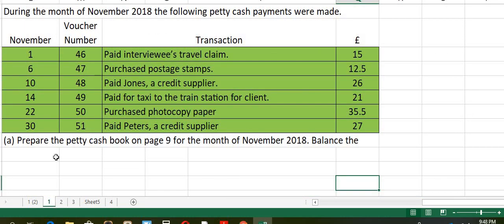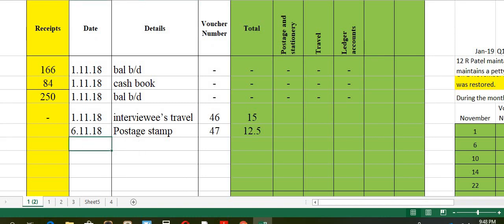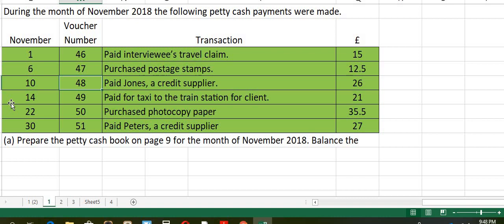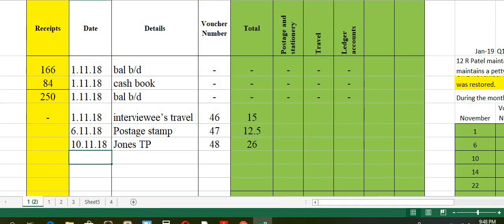Now, on 10th, voucher number 48, paid Jones, the credit supplier 26. Enter the date followed by to whom and give a trade payable as per the new terminology. Voucher number 48 and the amount spent was 26. On 14th, paid for taxi to the train station for client 21. Enter the date followed by taxi fare followed by the voucher number and the amount.